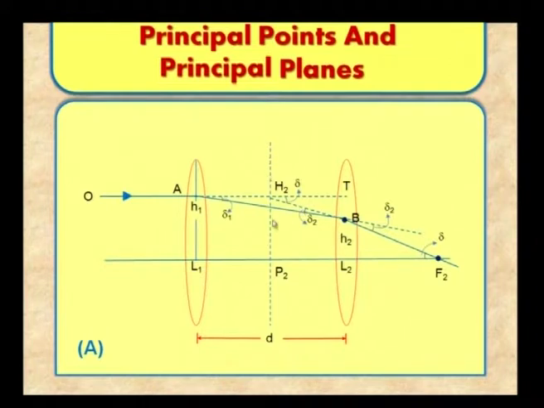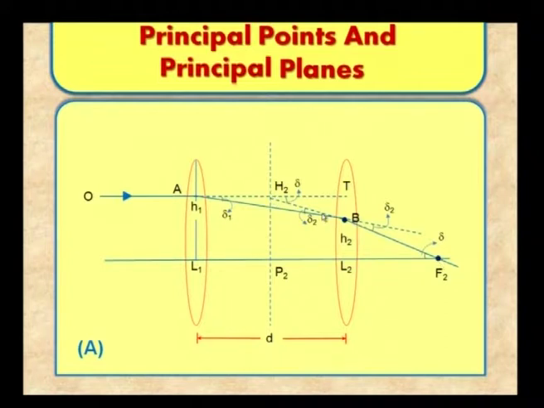So, this H2 P2 will be called the principal plane. So, effectively instead of delta 1 and delta 2 being considered, the two deviations, delta 1 because of the first lens, second deviation delta 2 suffered because of the second lens, this can be effectively considered as if you have a lens or a plane which makes an angle delta, so that the light ray comes to F2 finally.